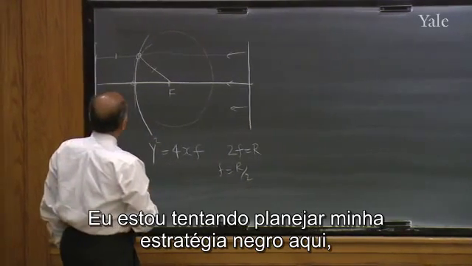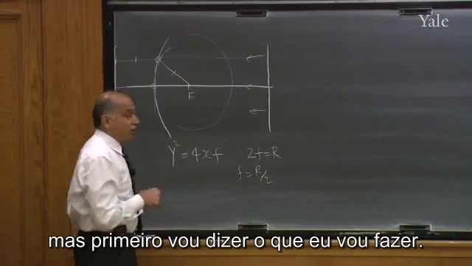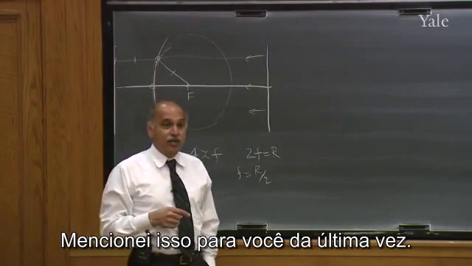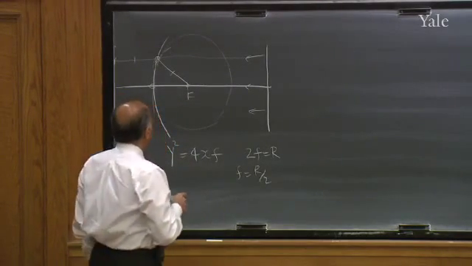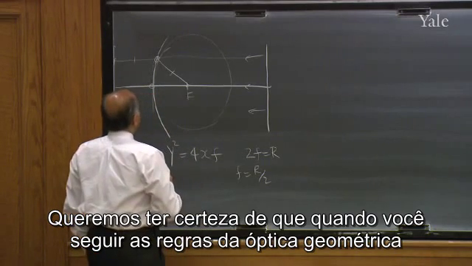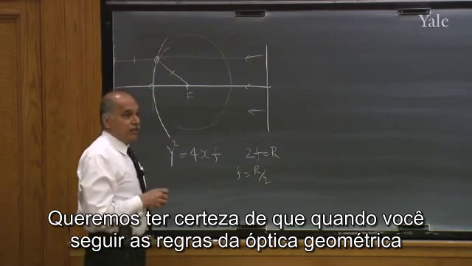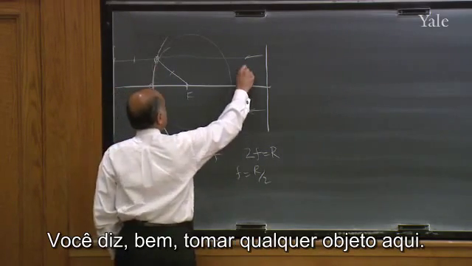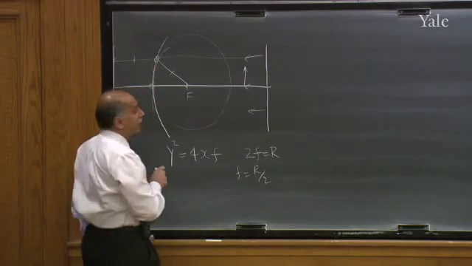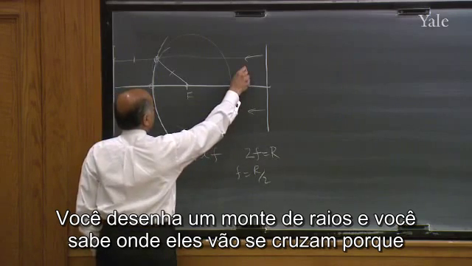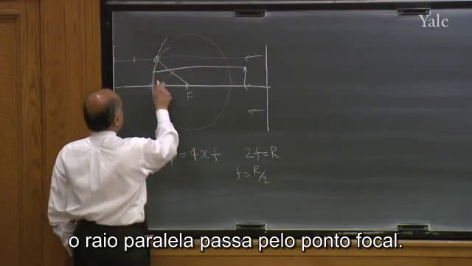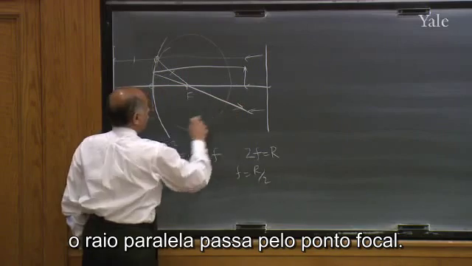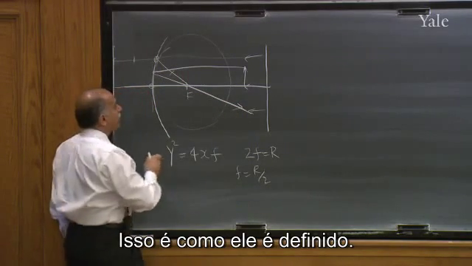All right, so I'm going to write some equations. I'm trying to plan my blackboard strategy here. But first I will tell you what I'm going to do. I mentioned that to you last time. We want to make sure that when you follow the rules of ray optics that you learn in high school, what do you learn in high school? You say, well, take any object here. You draw a bunch of rays, and you know where they're going to intersect because the parallel ray goes through the focal point. That's how it's defined.